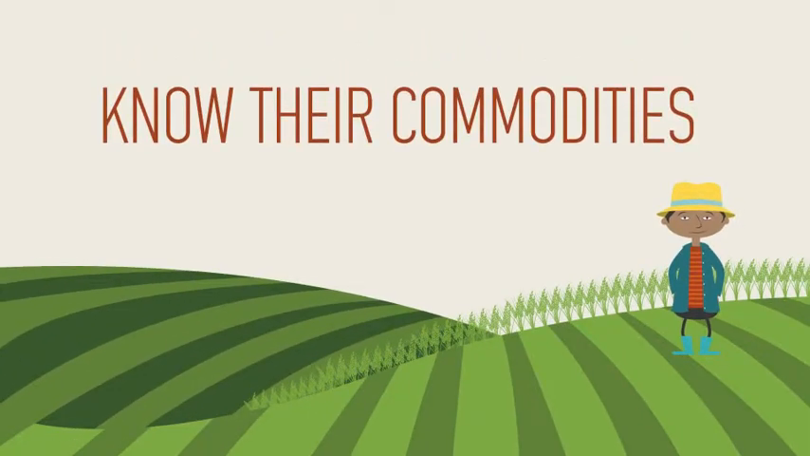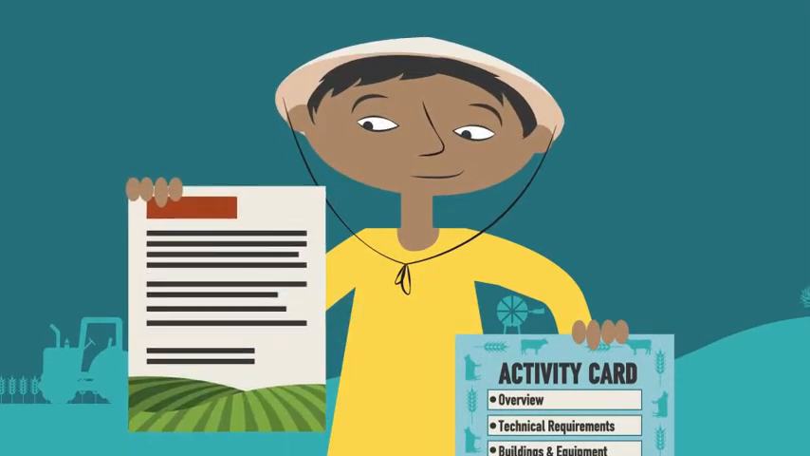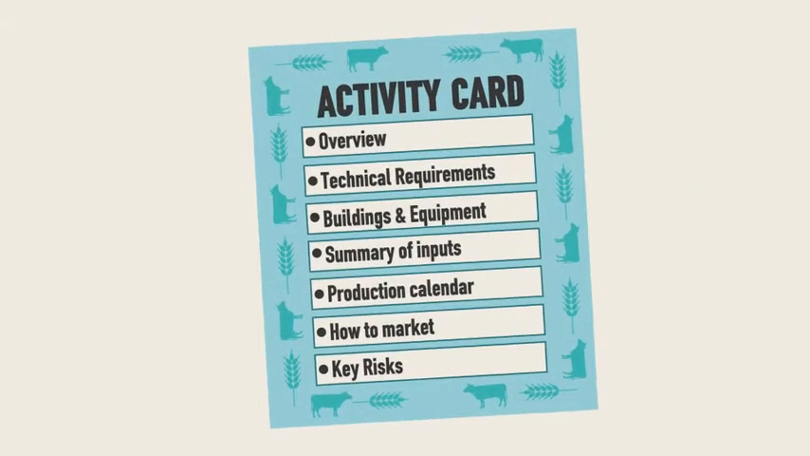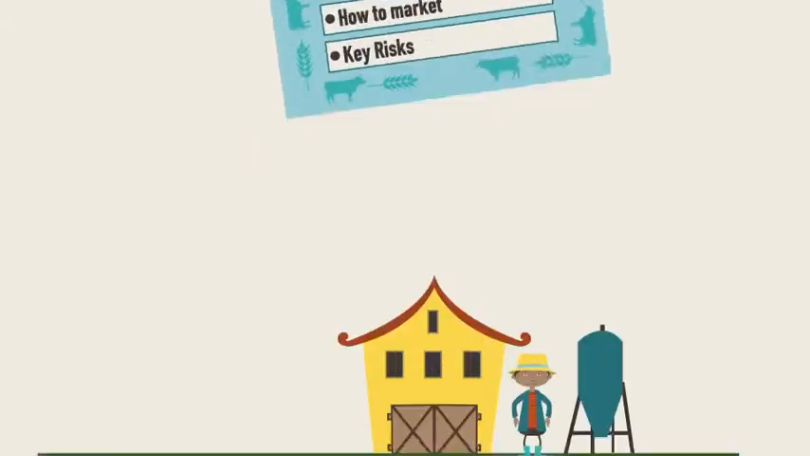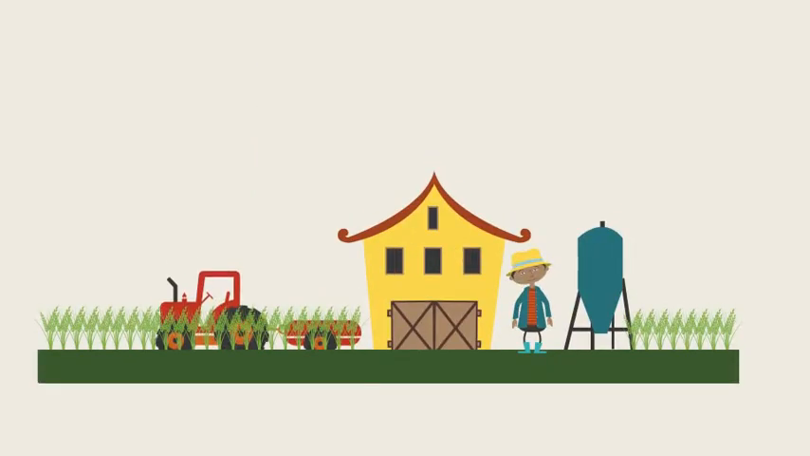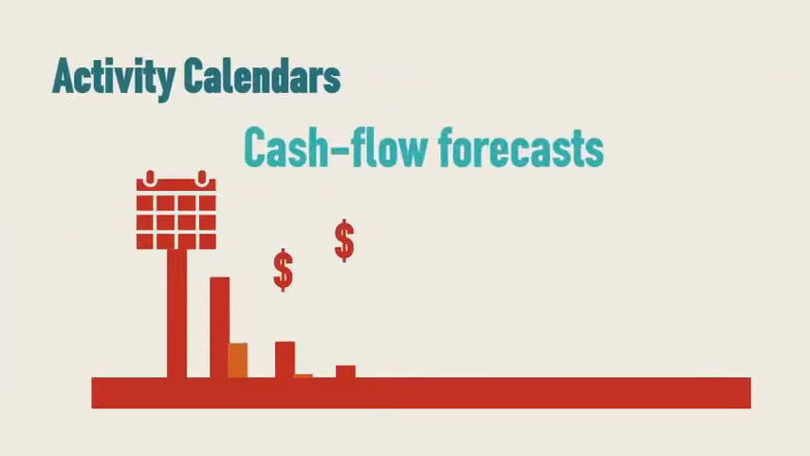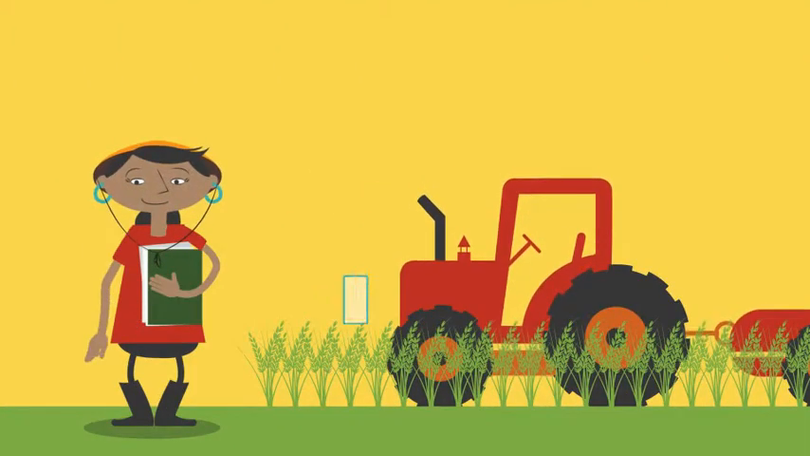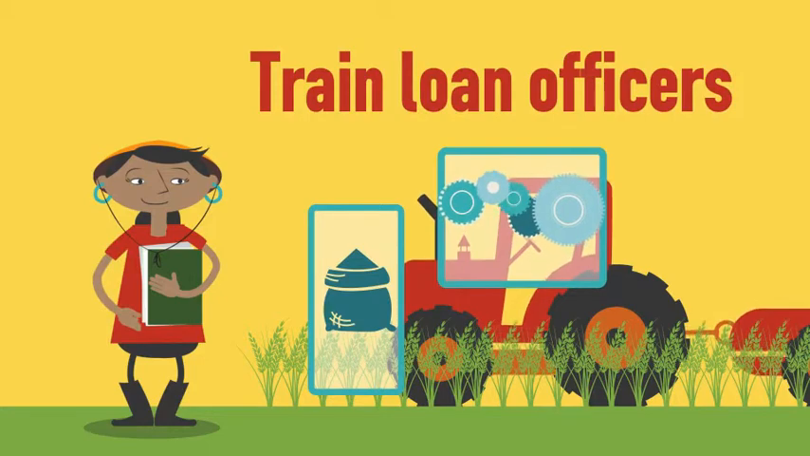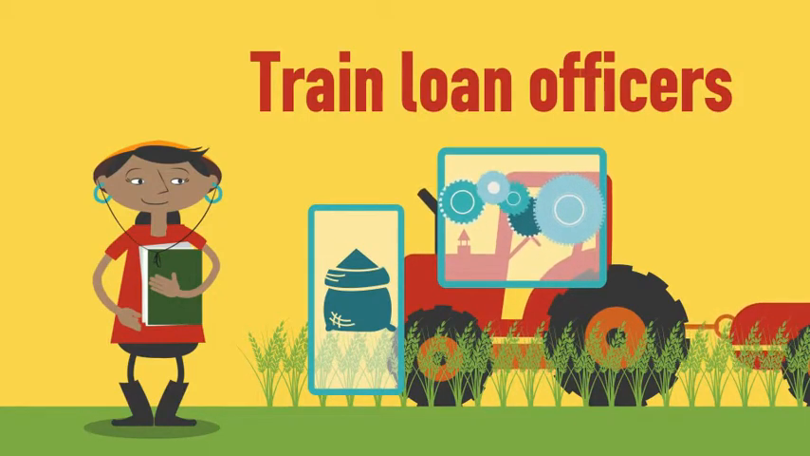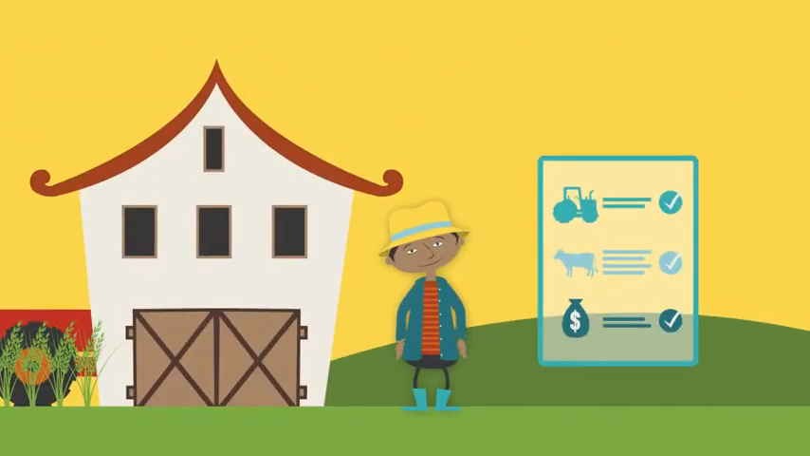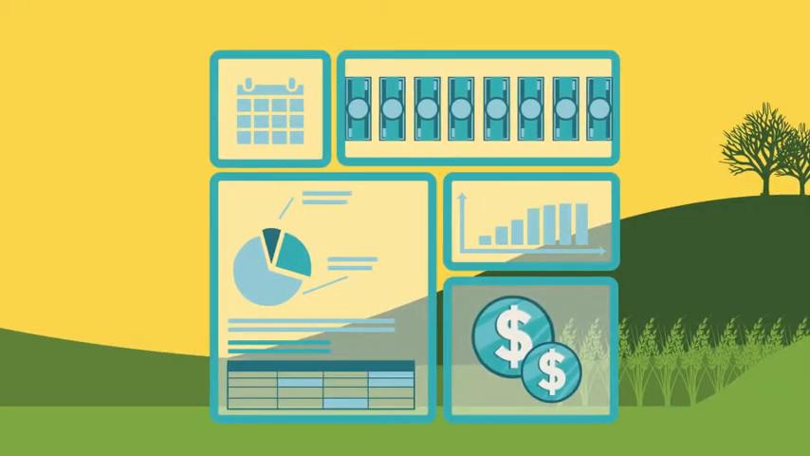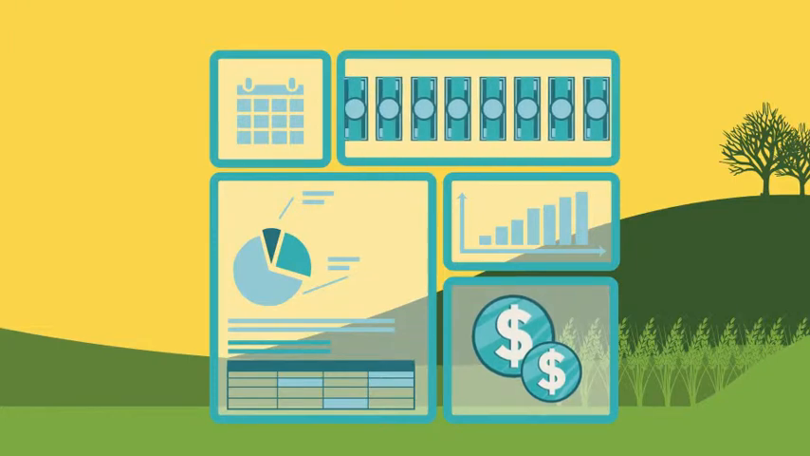their commodities. To do this, AMRET hired agronomic experts to compile detailed activity cards that laid out each sector in terms of its structure, the requirements for farmers to operate efficiently, activity calendars, cash flow forecasts, and key risks. This allowed them to train loan officers to understand key agricultural sectors in detail, allowing them to understand how well farmers were managing their farms, their lending requirements, and how repayments should be structured.